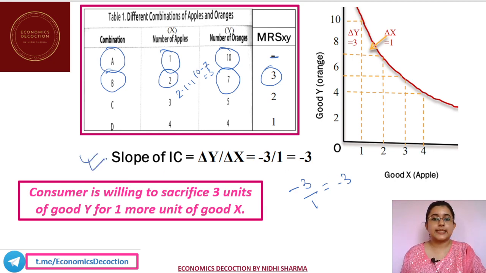So the slope of the IC, the slope of the indifference curve, represents the marginal rate of substitution. It is represented as delta y divided by delta x, that means change in y divided by change in x, which is minus 3 by 1, which gives us minus 3. Alright. So why do we have a minus symbol here? Because our indifference curve is downward sloping, or negatively sloped. A consumer is willing to sacrifice 3 units of good y for 1 more unit of good x. So this is the interpretation of marginal rate of substitution.